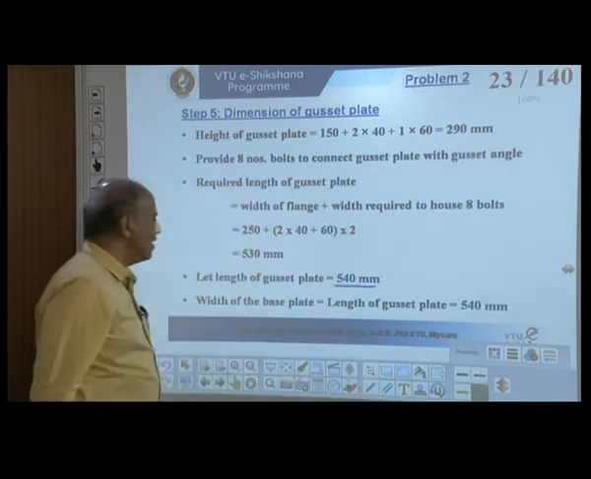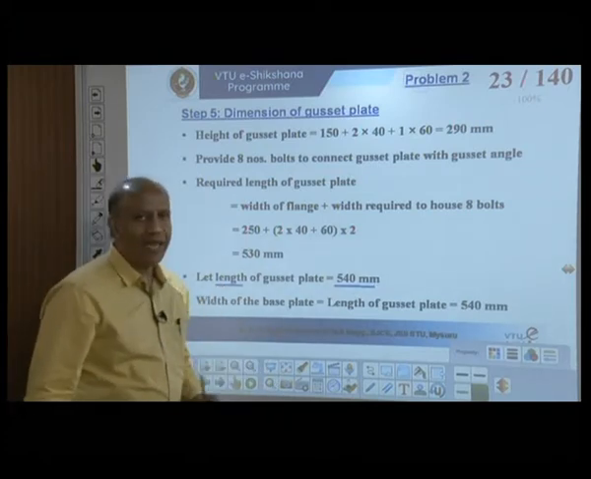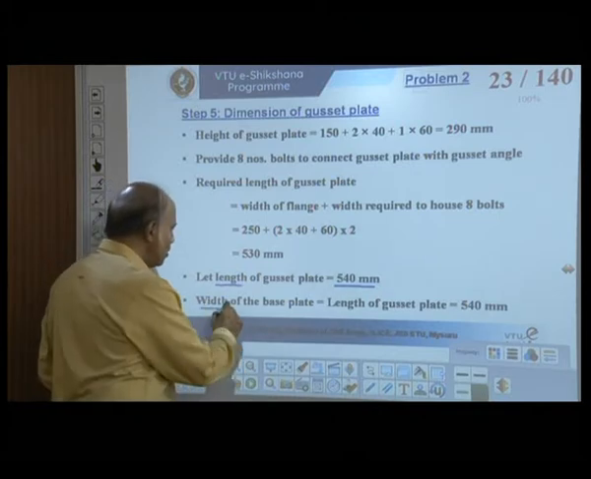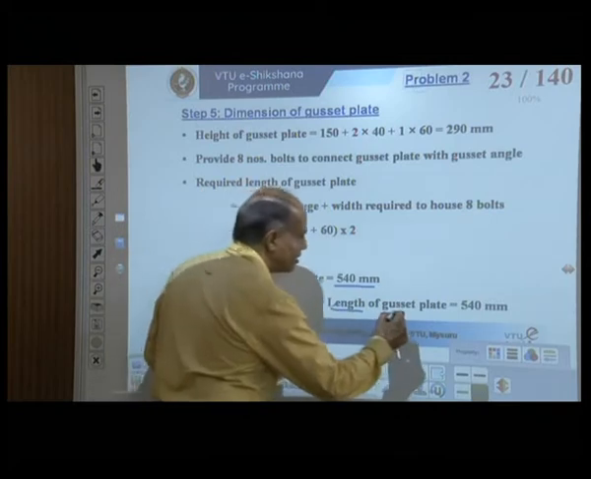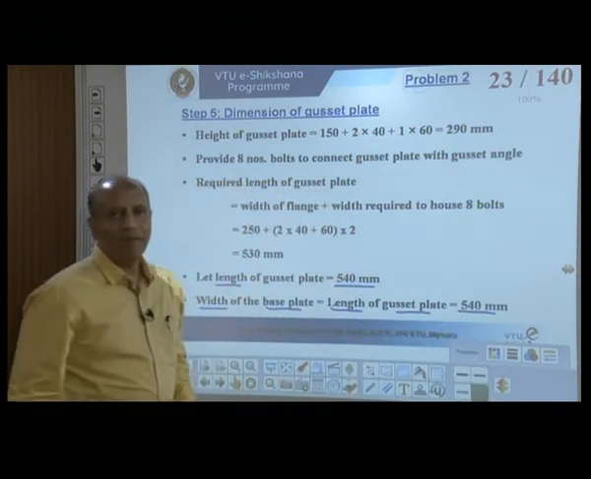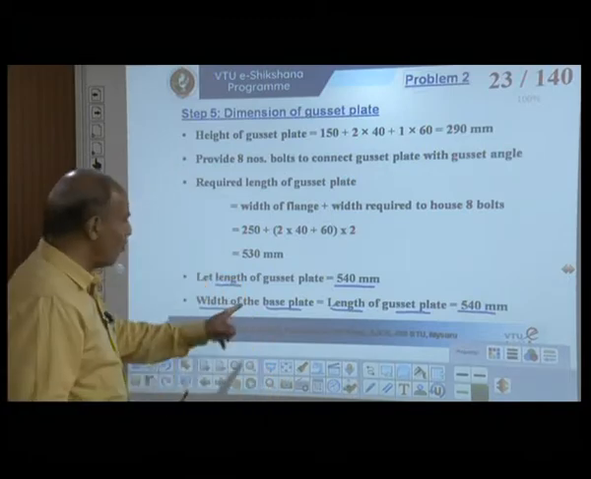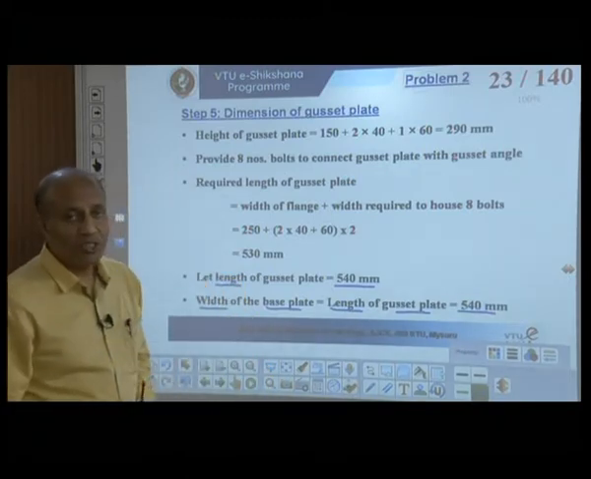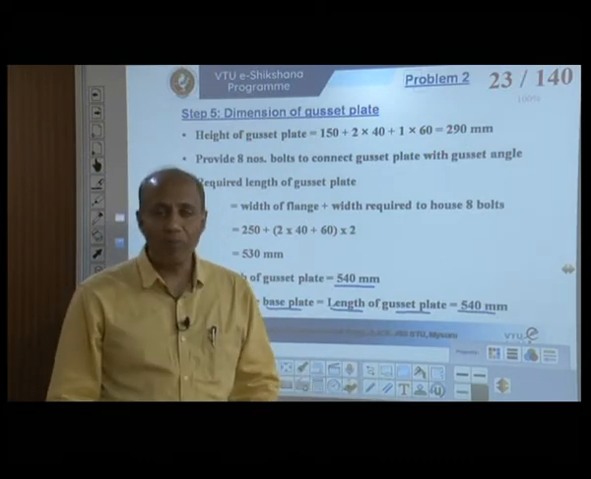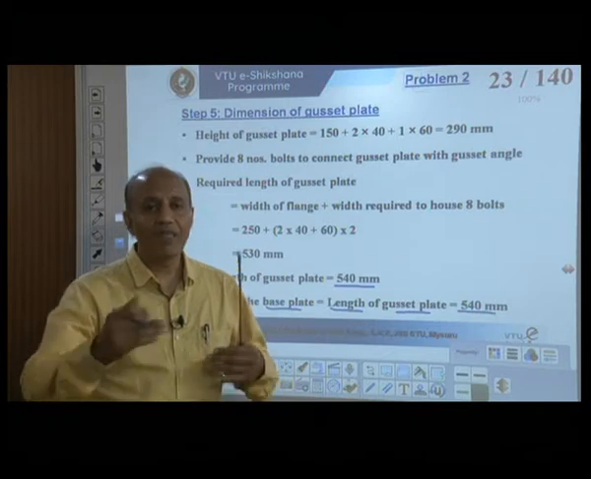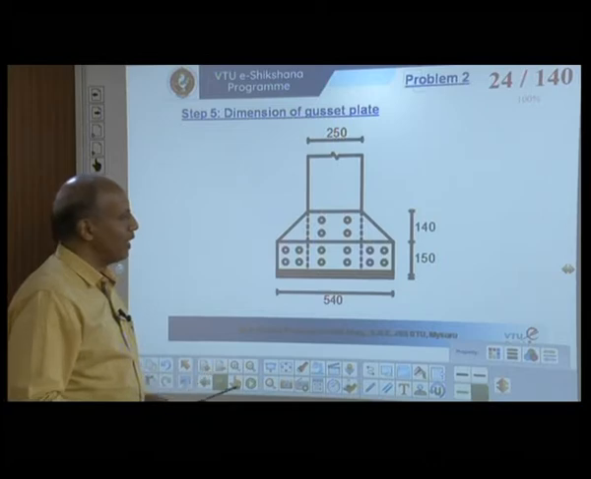So, let the length of the gusset plate be 540 mm, and having assumed the length here, that will be equal to the width of the plate. Now, please understand, the width of the base plate and the length of the gusset plate both will be the same, and we are trying to take it as 540 millimeters, correct. So, this is how we have arrived at the dimensions of the base plate. Right now we have arrived at the width of the base plate. Earlier we had arrived at the length of the base plate. So, that means we have just talked about the dimension of the base plate.